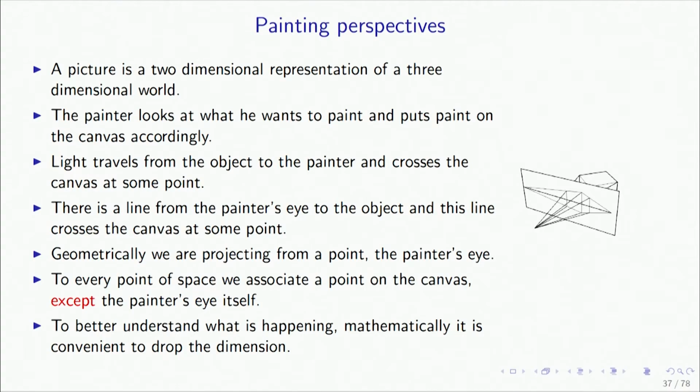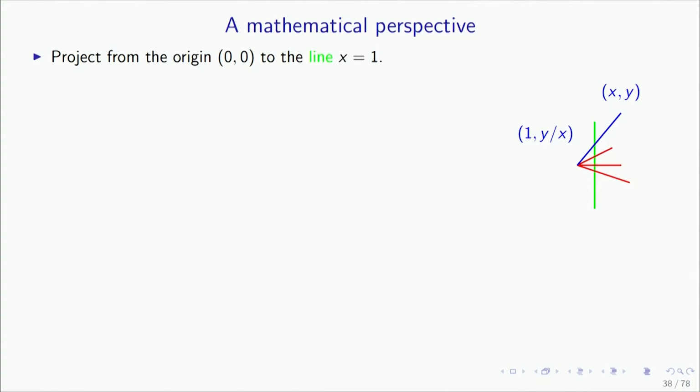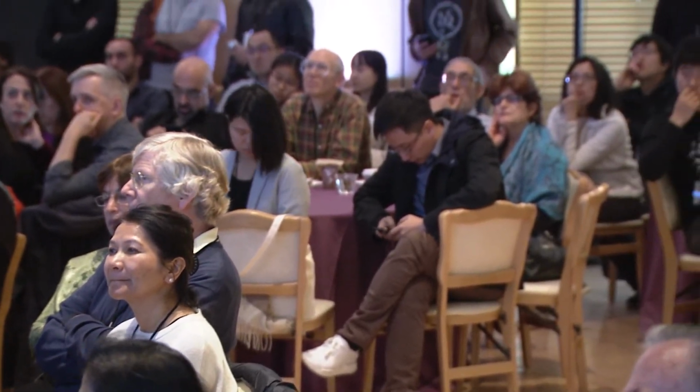So one language to talk about all of this is algebra. Let me describe that a little bit. To make things easier, let's drop the dimension down by 1. Let me give you the mathematical perspective. Project from a point, so why not the origin? That's going to be this point here. And then this green line is like the canvas, and these lines are various lines of sight. And so you connect every point to a point of the line.